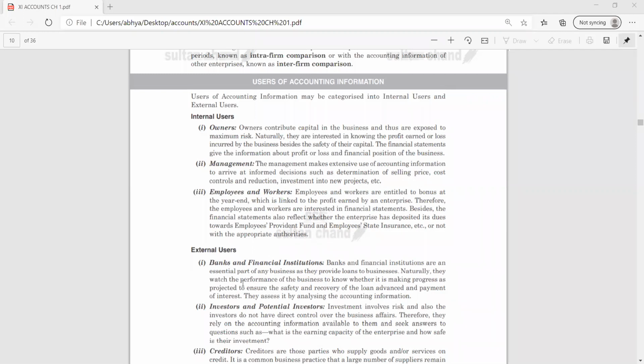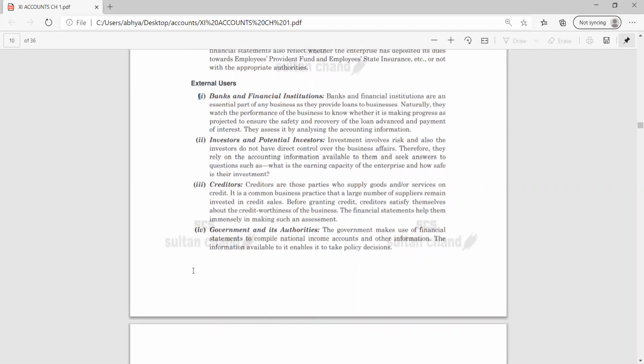And external users, many other parties are there. That is the bankers and financial institutions, investors and potential investors, creditors are interested in the repaying capacity of the business, whether their amount will be paid back by the business or not on time. Then government and its authorities for tax collection.